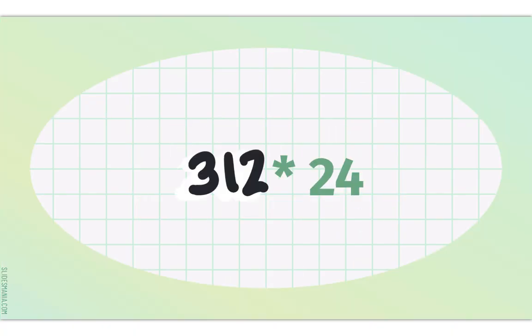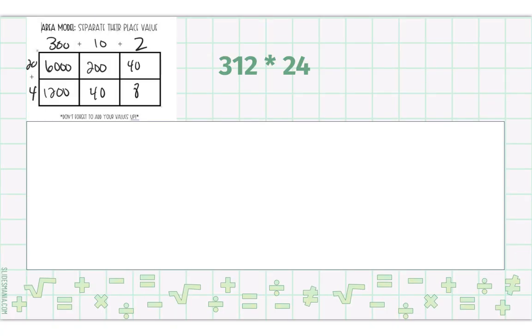Let's try a bigger example. How about 312 times 24? We'll use the area model first to visualize and then move to the partial products. Here, we're going to write it out like a traditional multiplication problem with 312 on top and 24 at the bottom. With my bottom number, I want to start with the ones place.